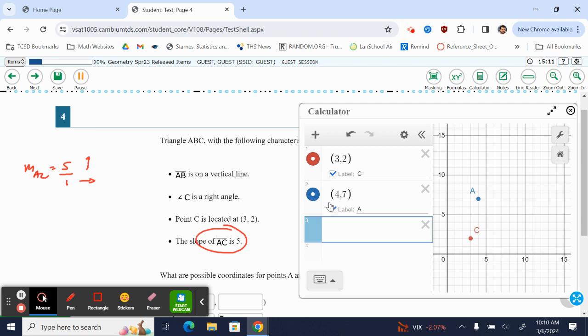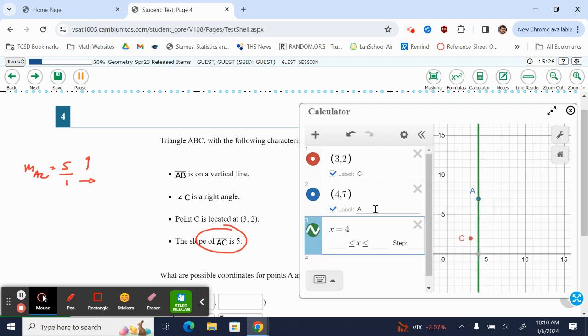So now the question is, where would B have to be? First of all, B would have to be on the same vertical line as A. So I'm going to draw a vertical line through A. Vertical lines have the equation x equals a number. Since the x of A is 4, I'm going to draw x equals 4. So B has to be on that line.